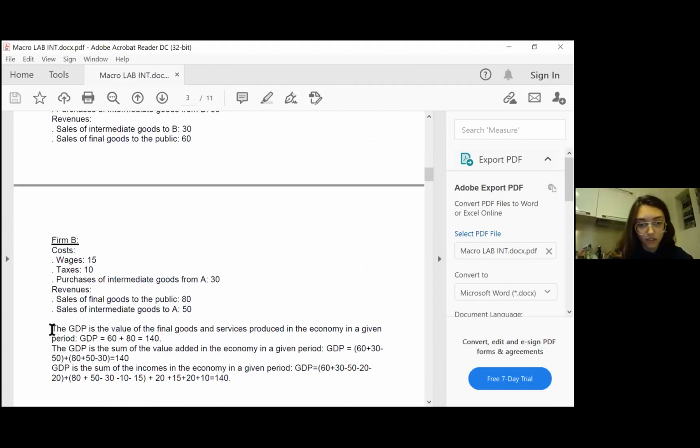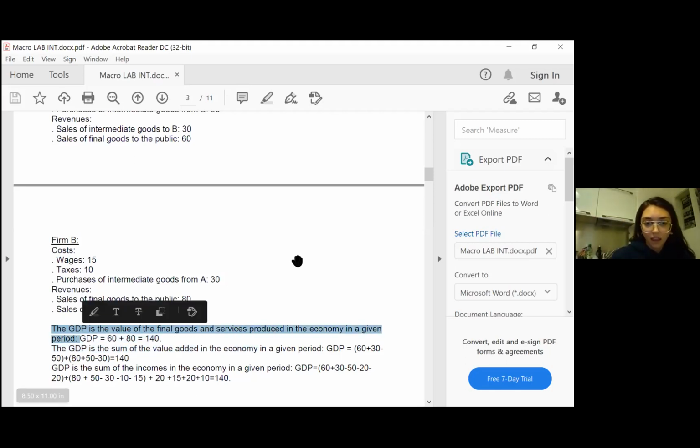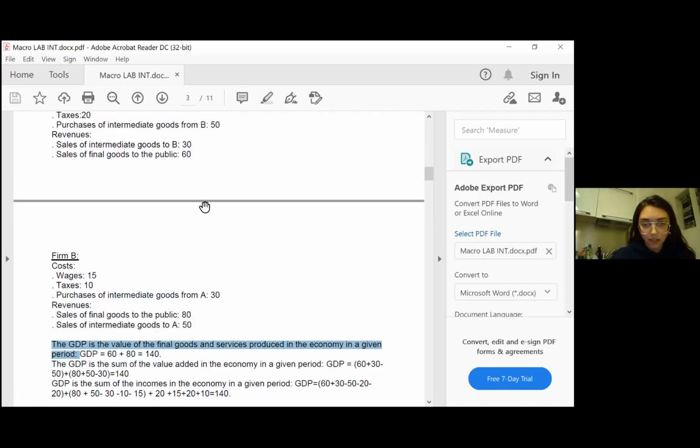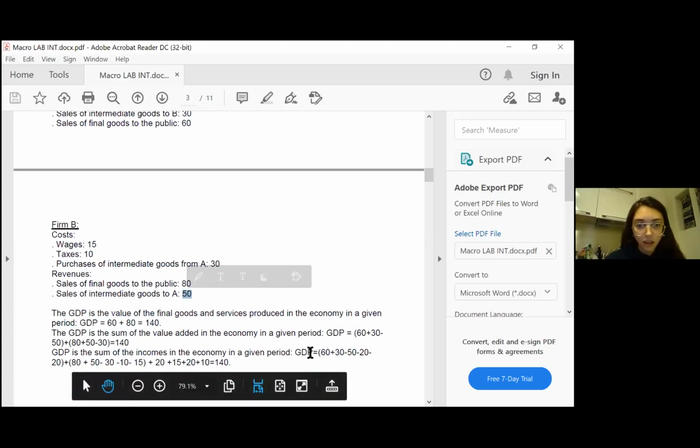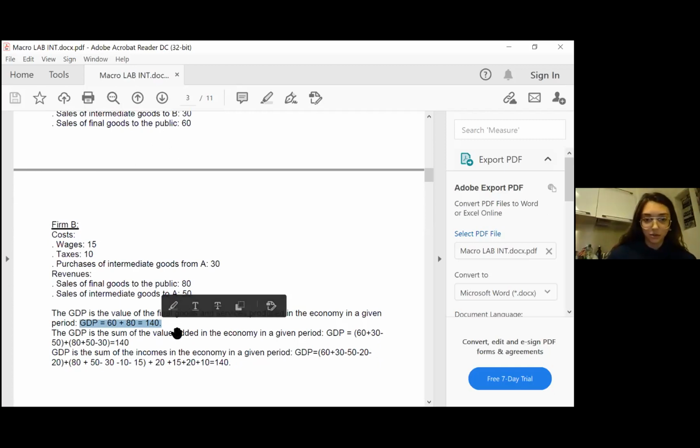So if you use the first definition, the GDP is the value of the final goods and services produced in the economy in a given period. In that case, now the GDP is simply this 60 of sales of final goods to the public and this 80 of sales of final goods to the public. So you're not going to count the sales of intermediate goods, right? So you're not going to count this 30 and you're not going to count this 50 of sales of intermediate goods to A. Great. So 60 plus 80, 140. So you know that 140 is also what you will need to find for the following definitions.